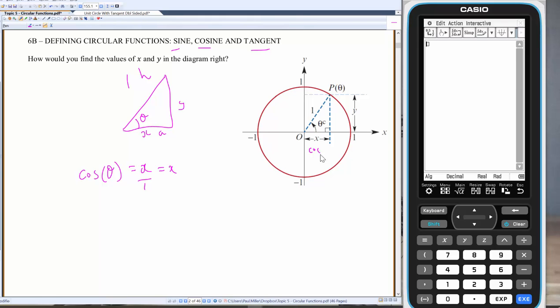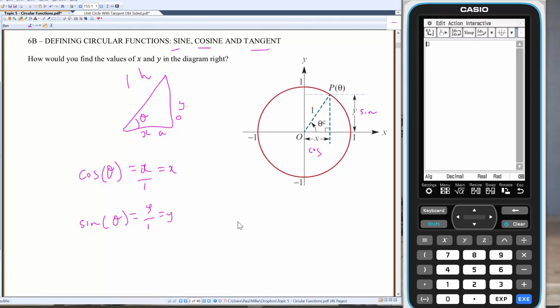So x is cosine. What is y? Well, it's the opposite over the hypotenuse, and o over h is sine. So that's opposite, which is y over 1, which is y. So the y value can be obtained by doing sine.